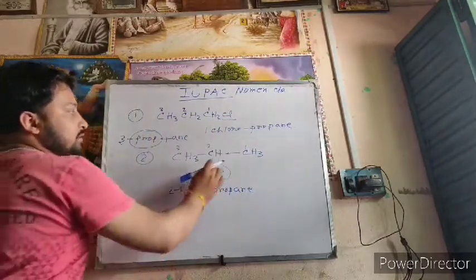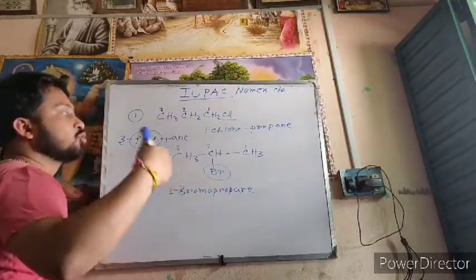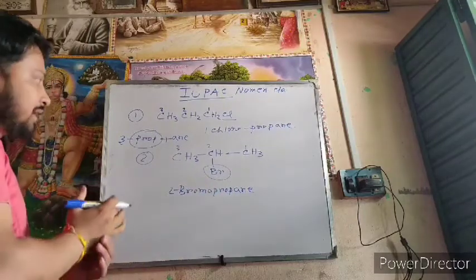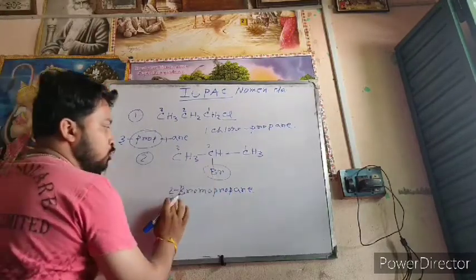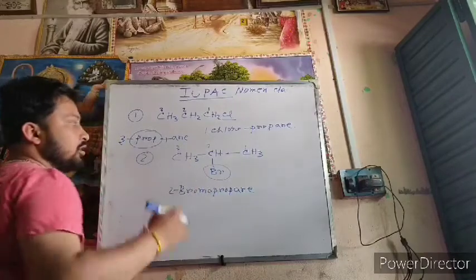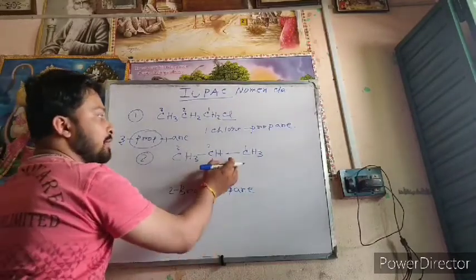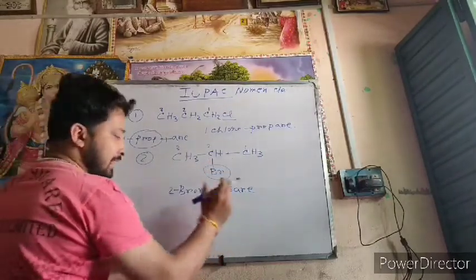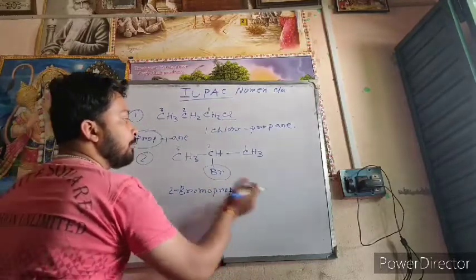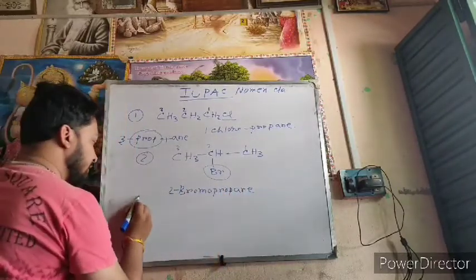And the next one: the position of the bromine is 2. Therefore 2 bromo, and the number of carbon 3 means pro, and the bond between them single, N. So 2 bromo propane.